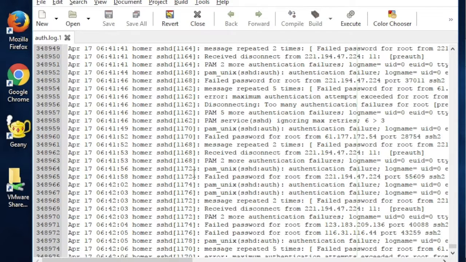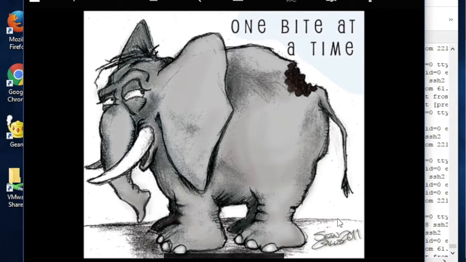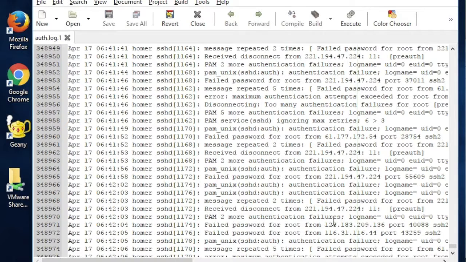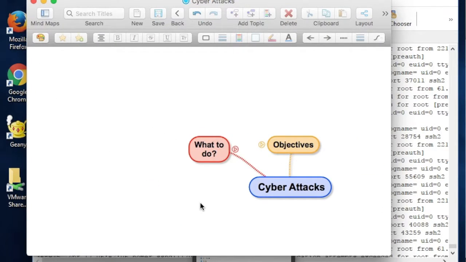And if you haven't done much programming before or none at all, this can look like a very daunting problem. There's an old saying, how do you eat an elephant? And the answer is one bite at a time. So that's the approach that we want to take. And I find it useful to start with a mind map.